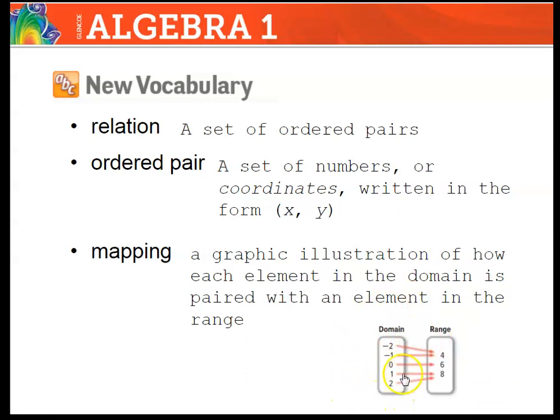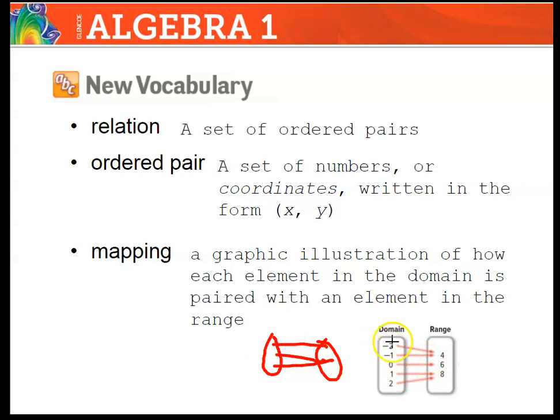You're going to have a set of numbers here. This could be a square, this could be an oval, could be anything like that, and then some lines connecting here. It doesn't matter whether it's an oval or a rectangle or whatever, but it's a graphic illustration of how each element in the domain, this left column here, is the domain. We're going to talk a bit more about that in a second. And this is the range. So it's mapping, literally taking one element in the domain and mapping it to an element in the range.